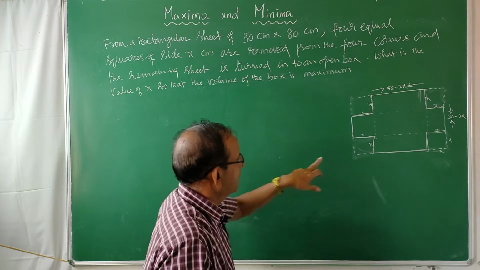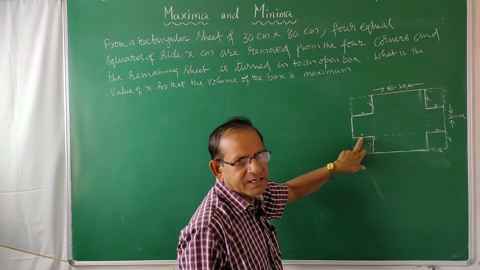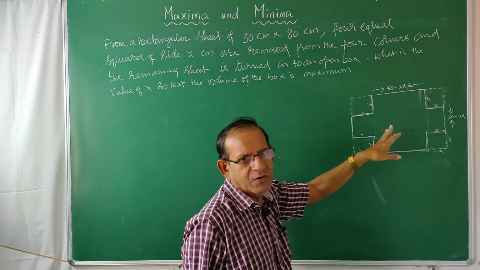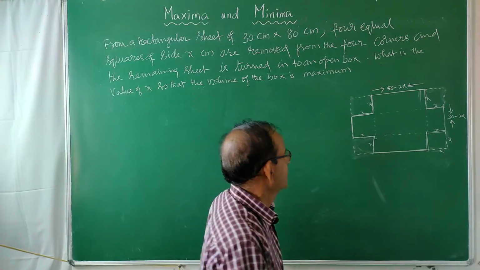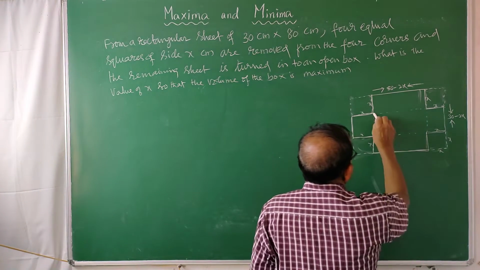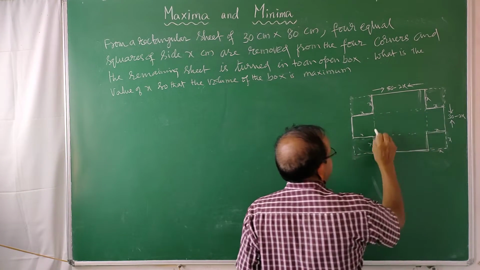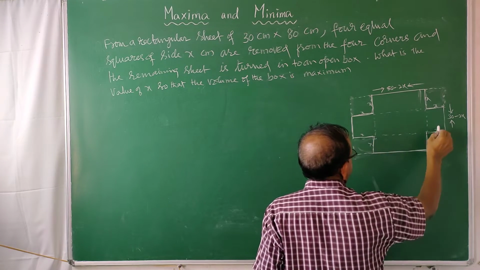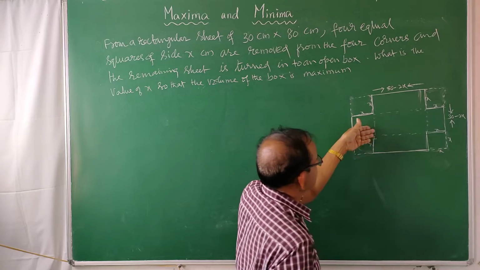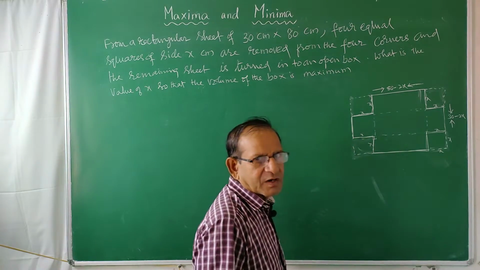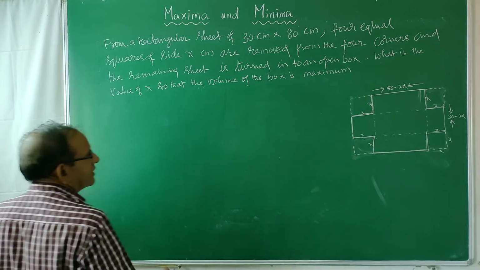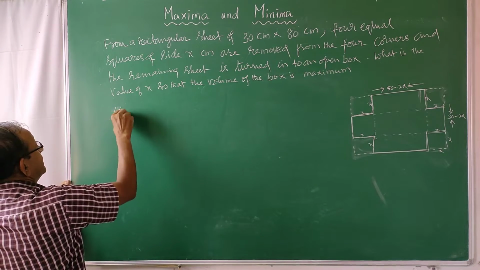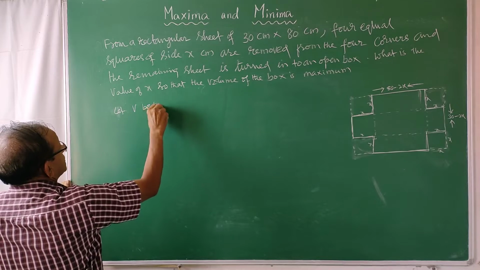What should be the value of x, that is the side of the square that is removed from the four corners, so that the volume of the box so formed is maximum. Now this is the base of that open box. The length of that box is 80 minus 2x, breadth of the box is 30 minus 2x, and the x will become the height for that box. Now, after removing, or you write, let V be the volume of the box.